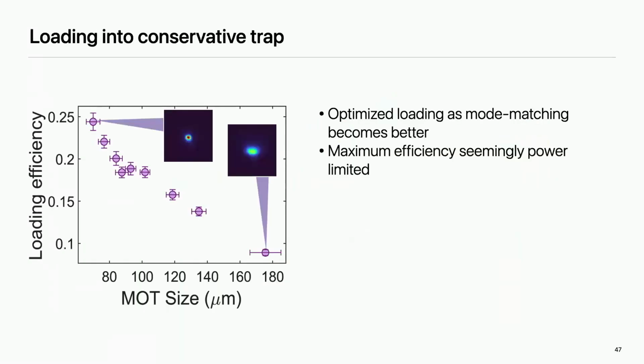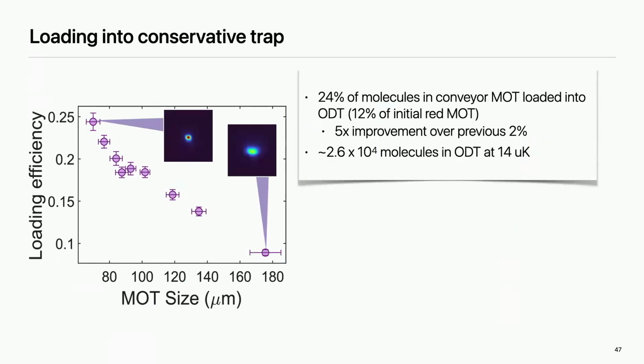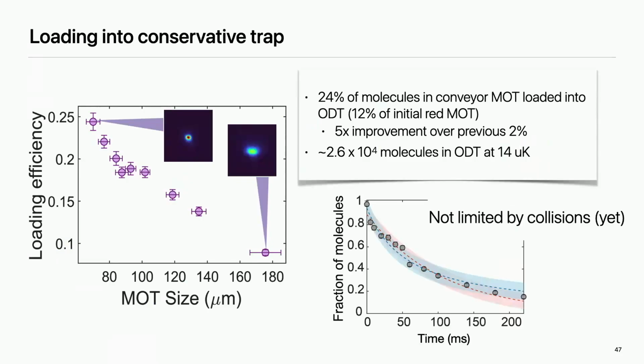And then you can see, because we can make the trap now sort of 60 microns in diameter, the loading efficiency can go almost an order of magnitude higher. And we think this is actually limited just by our laser power and the fact that the trap is reasonably small. Okay, so this leads to now 20,000 molecules loaded in a trap, and we think basically we're not yet limited by collisions between molecules, but maybe soon.